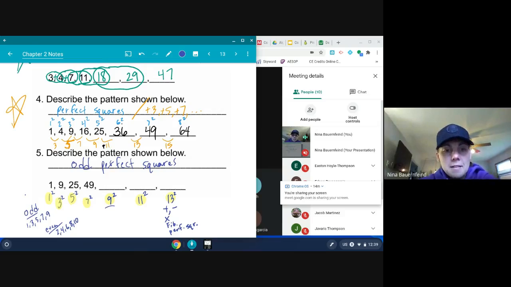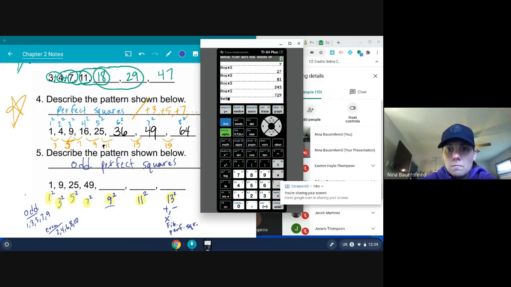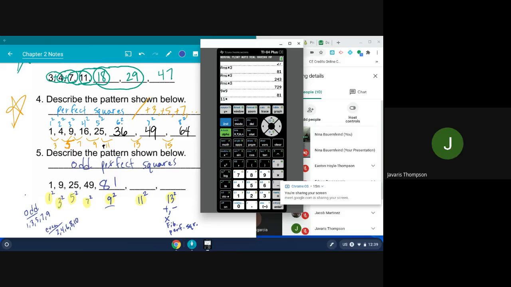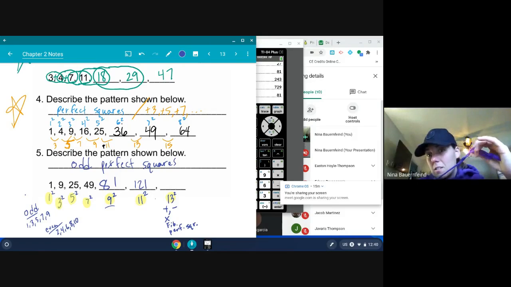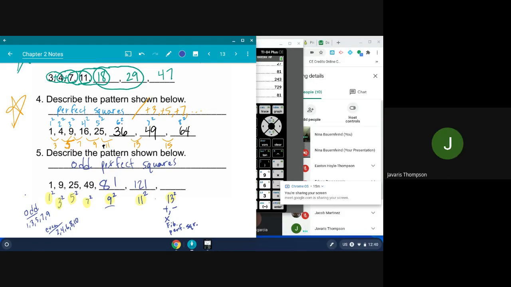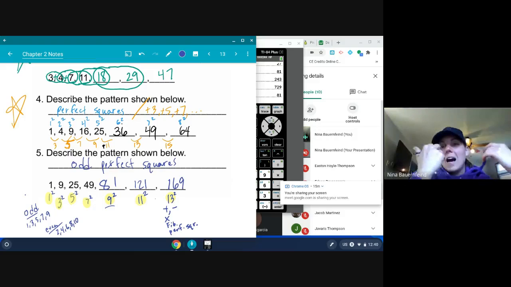So what's 9 times 9? 81. What is 11 times 11? 121. Yup. Do you know what 13 times 13 is? Nope. 169. I always remember it because of the highway over here. 13 times 13 is 169. So those are called odd perfect squares because these are odd numbers.